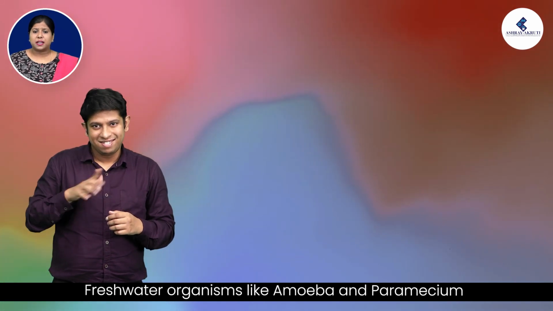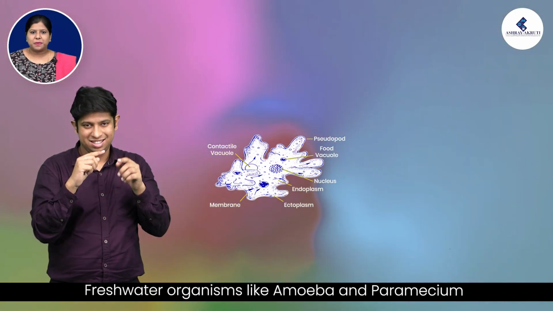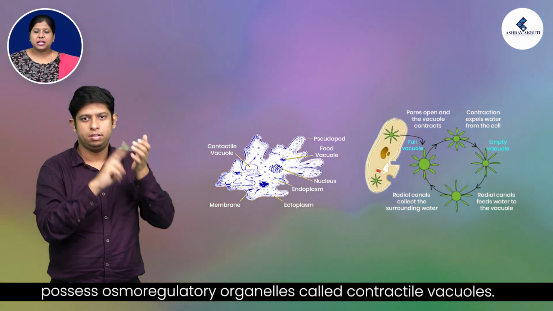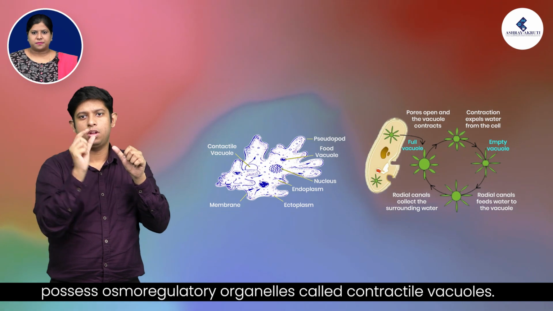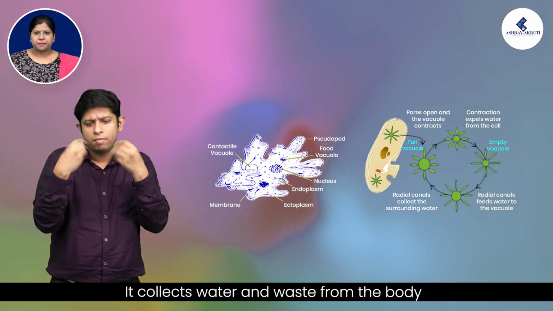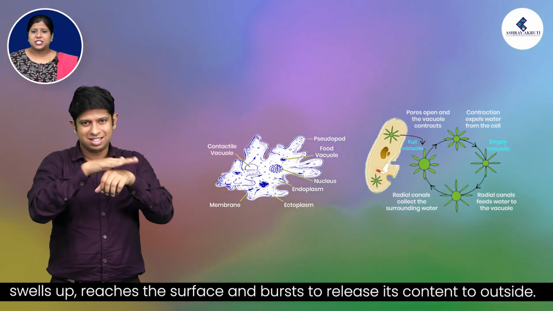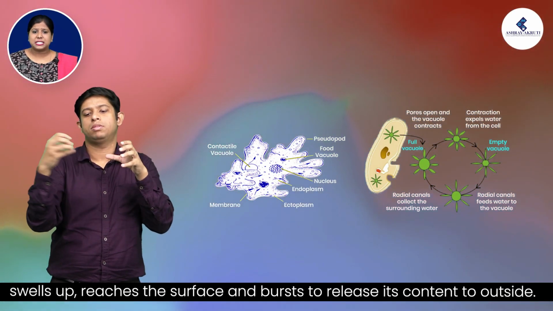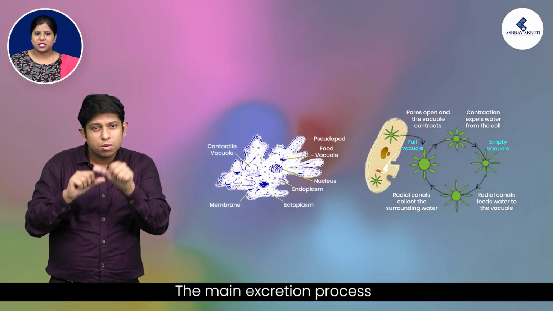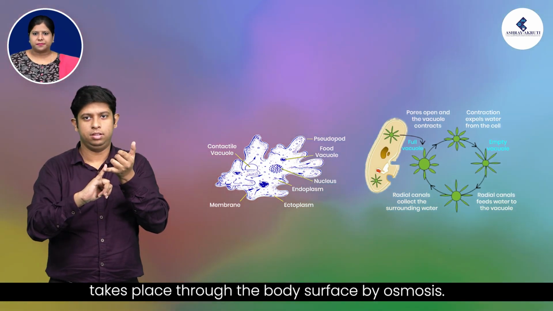Freshwater organisms like amoeba and paramecium possess osmoregulatory organelles called contractile vacuoles. It collects water and waste from the body, swells up, reaches the surface and bursts to release its content to outside. The main excretion process takes place through the body's surface by osmosis.